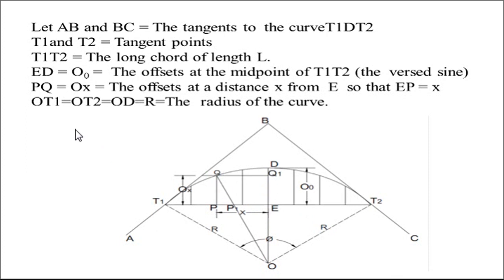Next, OT1 is equal to OT2 is equal to OD is equal to R, and this is nothing but the radius of the curve. Next slide.